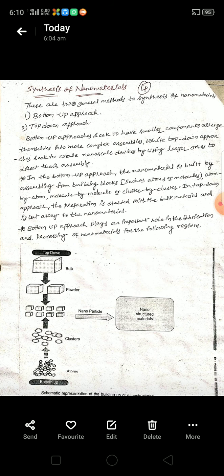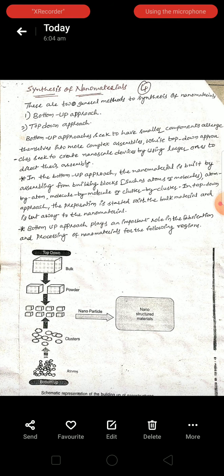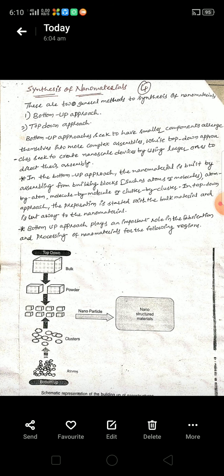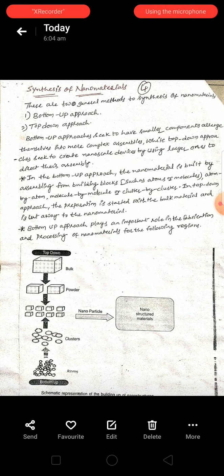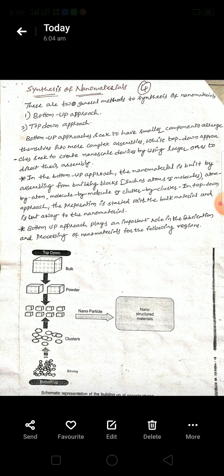Next, we shall discuss the synthesis of nanomaterials. Nanomaterials can be synthesized by two different methods. One is the bottom up approach, and the other is the top down approach.